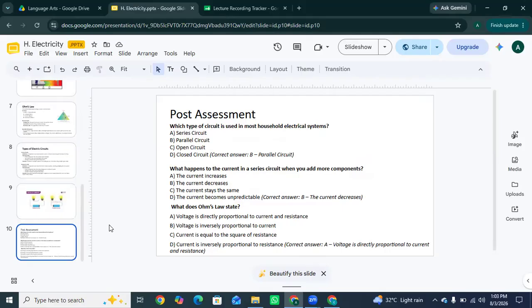What does Ohm's law state? The answer is V equals IR, or I equals V by R. So basically, voltage is directly proportional to current and resistance. Likewise, current is inversely proportional to resistance.